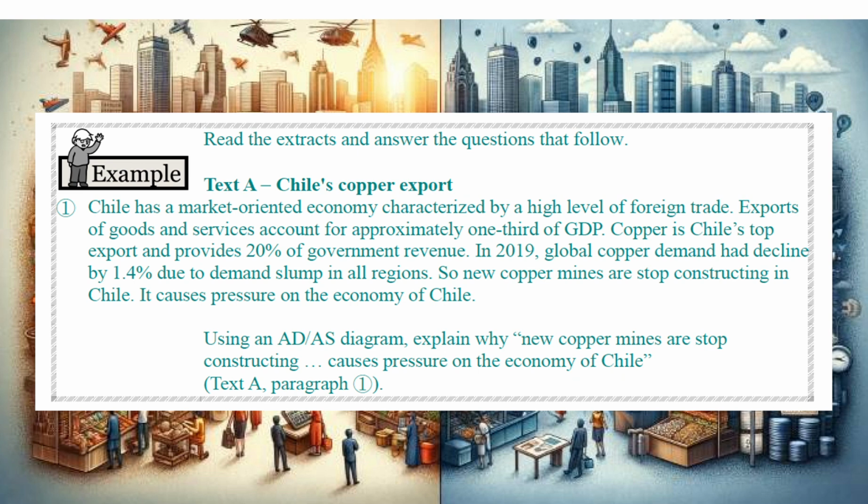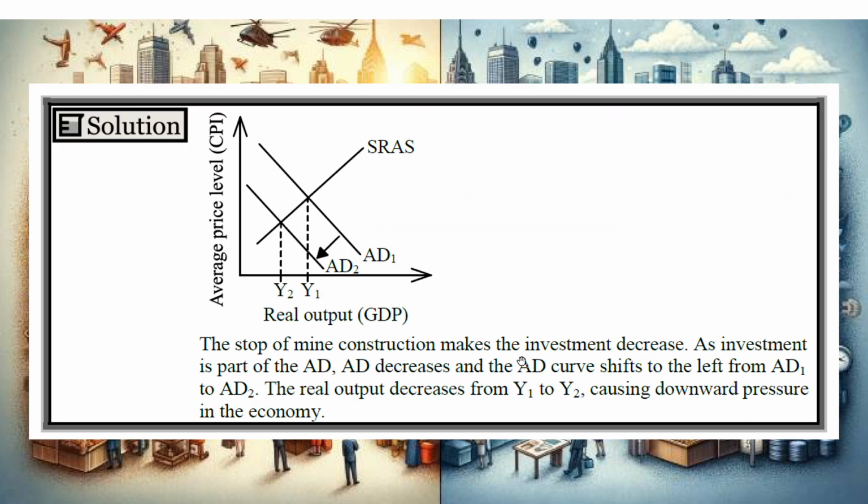Welcome back. Okay. Checking that. Yes, okay, when the mine construction stops, investment decreases, okay, say investment decreases. Investment is part of the AD, okay, from AD1 to AD2. What do you mean by pressure on the economy? Y1, Y2, okay. The real output decreased from Y1 to Y2, causing downward pressure on the economy.